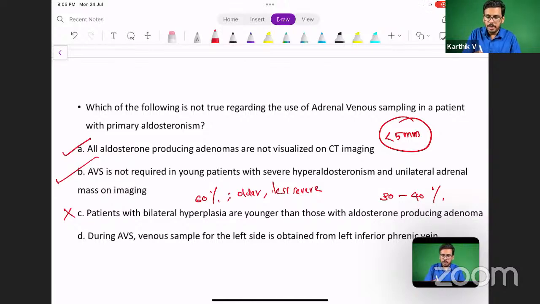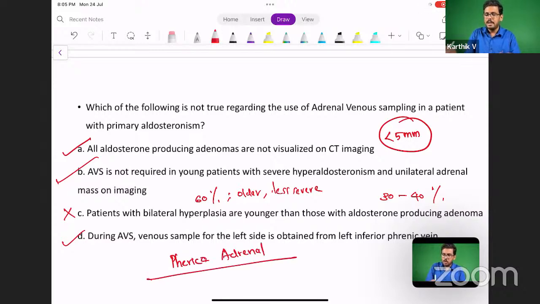And the fourth option: during AVS, the venous sample for the left side is obtained from the left inferior phrenic vein, because it is not always possible to cannulate the left adrenal vein. The phrenic vein and the adrenal vein combine together to form a common trunk called the phrenico-adrenal trunk. It is from this area that you collect the sample for the left side. Whereas the right adrenal vein is directly cannulated, for the left adrenal vein you cannulate the phrenico-adrenal vein or the inferior phrenic vein.